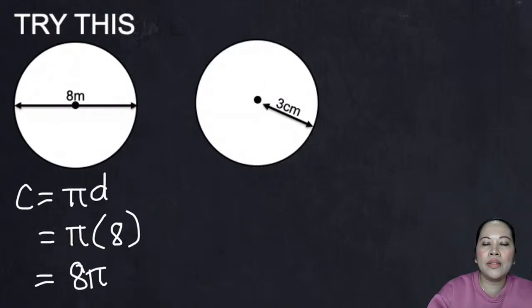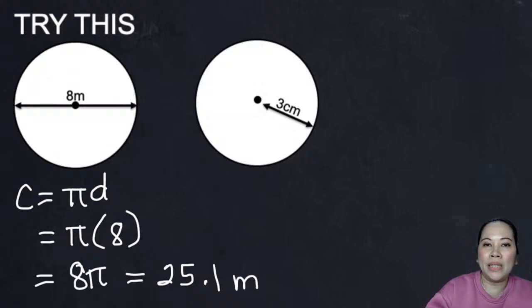Or otherwise, you multiply it with 3.14. That will be times 8. Okay, so you will have your equivalent, which is 25.1 meter. Okay, so it can be 8 pi meter or 25.1 meter. So it depends on the question.